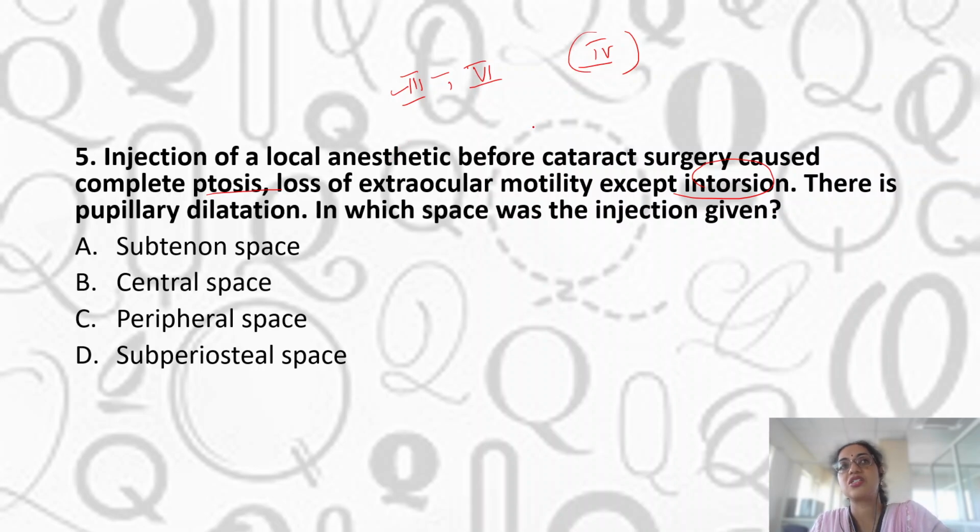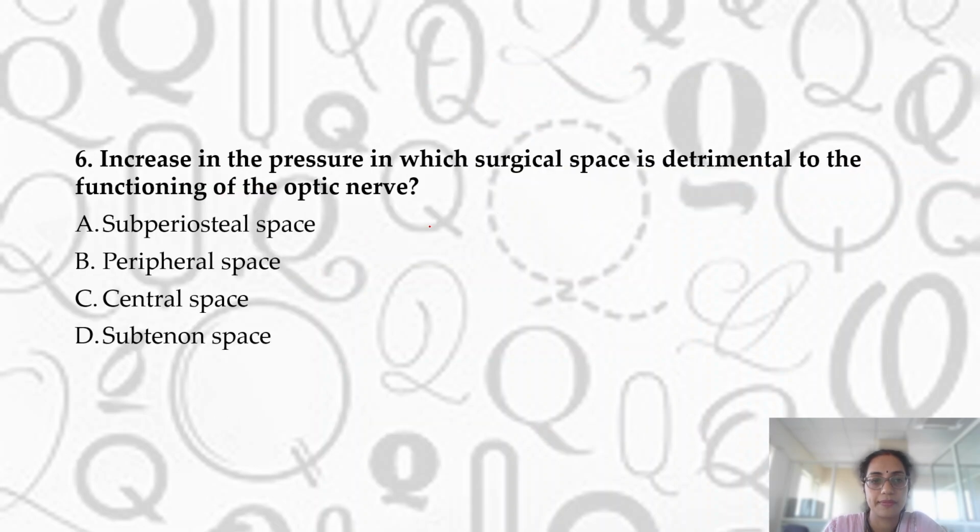To understand this, you understand that all these nerves, third, sixth and fifth, are within the central space, except fourth, which travels from the peripheral space and then enters and supplies the superior oblique. So the fourth nerve is always outside the central space. Because the fourth nerve is spared here, the injection was given in the central space. I hope it's clear. Increase in the pressure in which surgical space is detrimental to the functioning of the optic nerve? I already discussed this. This is the central space or the retrobulbar space where the optic nerve is present within the space.